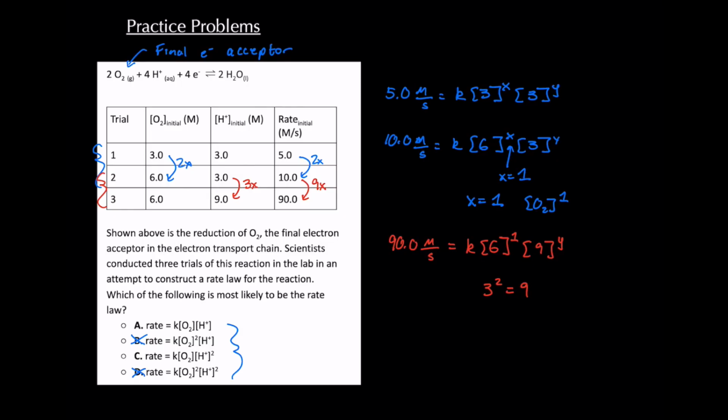So if we multiply this by 3 in here, and then we square it, we multiply our rate by 9. And that's how we get from 10 to 90, even though we've only tripled that concentration of H plus. If our exponent was 1 instead of 2, we would have 30 molarity over second be our rate. And if it was 0, we would get the same rate. We would get 10 molarity over second. So we know x equals 1, y equals 2, which is consistent with answer C here.